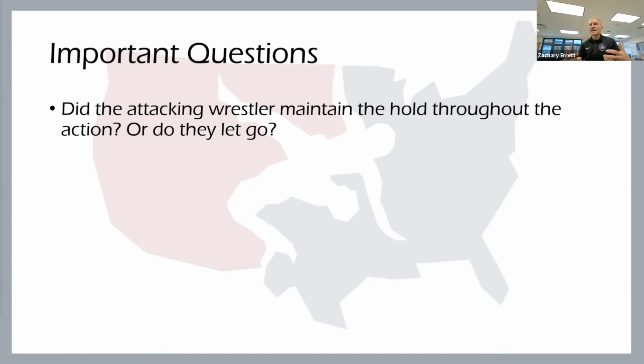If they are able to maintain the hold, that typically increases their chances of scoring the higher points of that scenario. If they make an attack and let go to post a hand or do something while a counterattack is happening, that may give the counterattack an opportunity to score more points. So that's one of the first things we look at: did they maintain that lock throughout the hold?